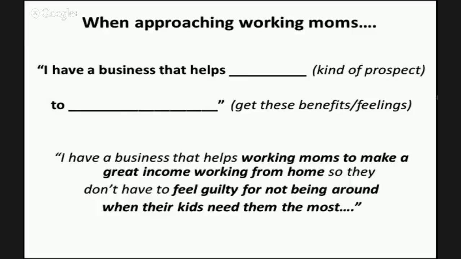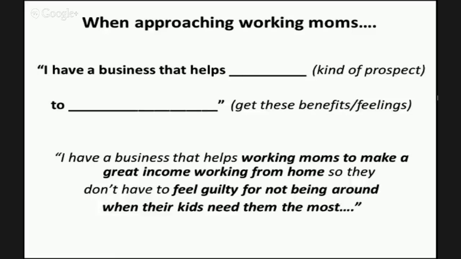So grab your pen. You'll want to jot this down. This is the other formula I want to be sure you leave with today. And if you're going to talk to someone about your business, rather than describe the business or give a ton of details about the business, instead talk about what the business can do for that person specifically. And here's a formula that will help. I have a business that helps blank to blank. I have a business that helps people like you or this kind of prospect to get these benefits or feelings or experiences. I have a business that helps blank to blank.